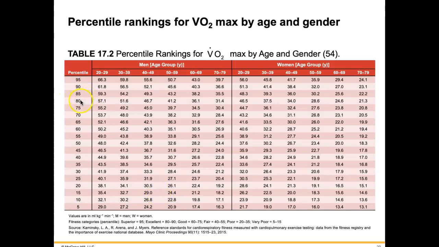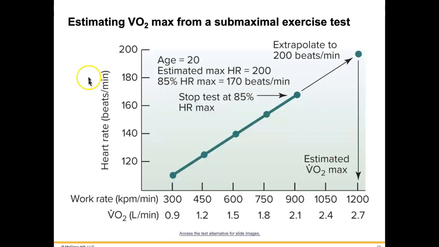If you are in the 80 percentile category, you are said to have an excellent fitness category and are not at risk. And of course, the 95th percentile is the highest, and so that is going to be our superior fitness category. Let's go back one slide and visit this estimating VO2 max from a sub-maximal exercise test.